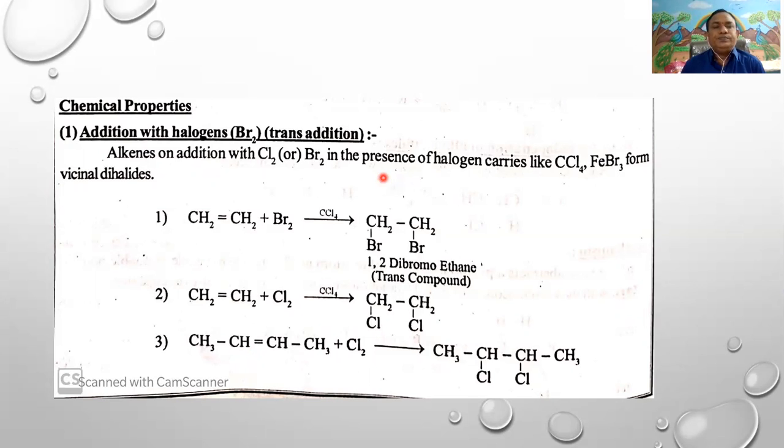First one, addition with halogens, that is bromine. It undergoes trans addition reaction. Alkenes on addition with chlorine or bromine in the presence of halogen carriers like carbon tetrachloride or ferric bromide form vicinal dihalides.